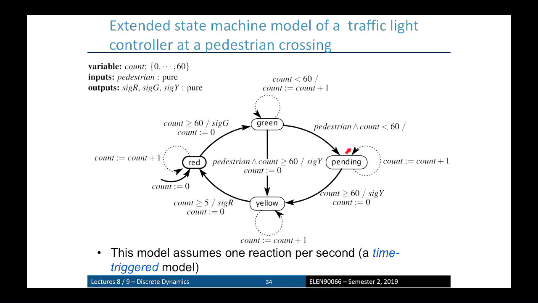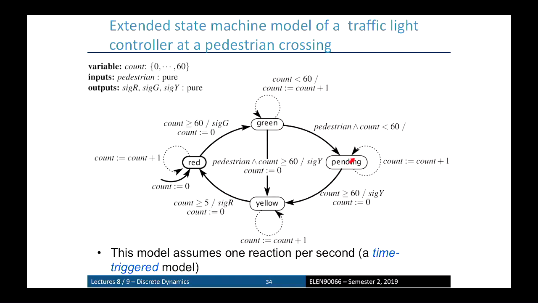So the issue is that pedestrian is a pure signal, it's not a persistent signal. So it's a momentary button. So you need to be reactive to that. It's not something that's externally latched and you always know that it's been pressed, right?